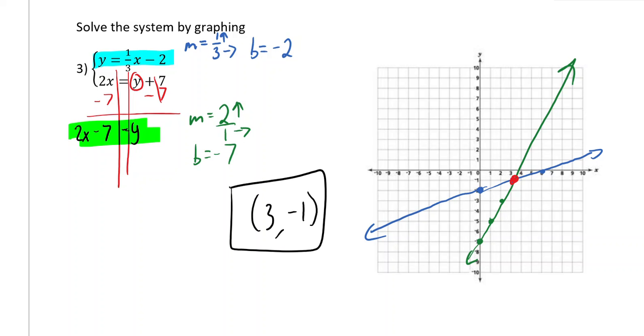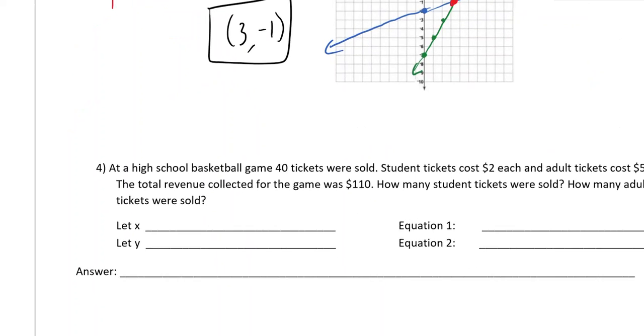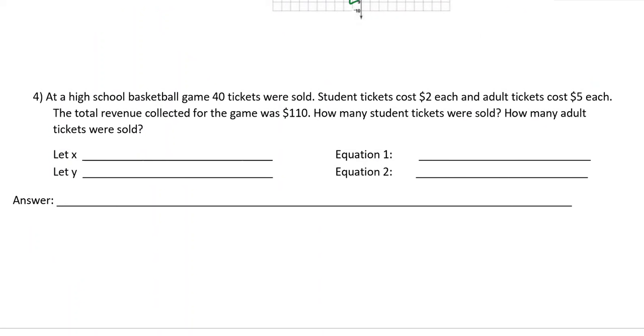Okay? Last one on this worksheet. You were asked to solve this system, or solve this word problem with a system. This is what we did today. At high school, 40 tickets were sold. Student tickets cost $2. Adult tickets cost $5. The total revenue was $110. How many student tickets were sold? How many adult tickets were sold?